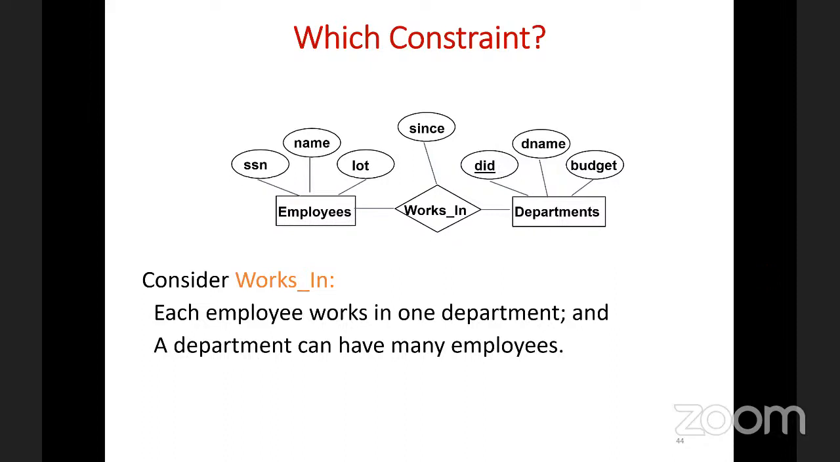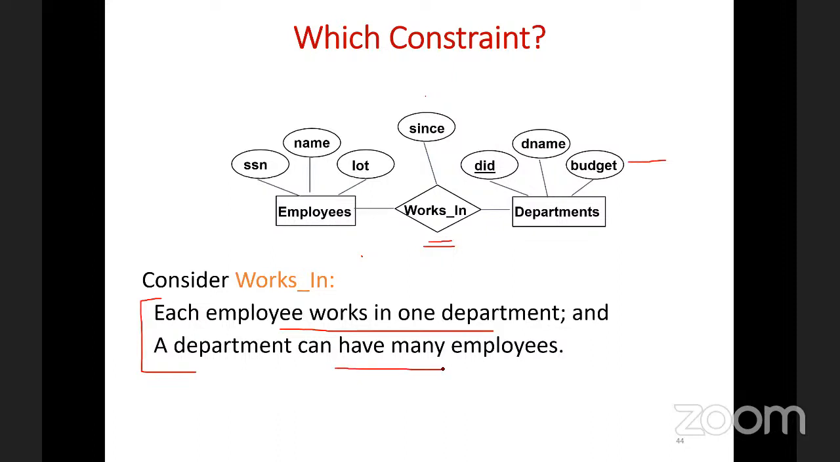So here you can see that Works In is a relationship between employees and departments. Now consider how employees and departments are participating in this relationship. Read the condition here. The condition says that each employee works in one department, meaning an employee cannot work in multiple departments. And a department can have many employees.